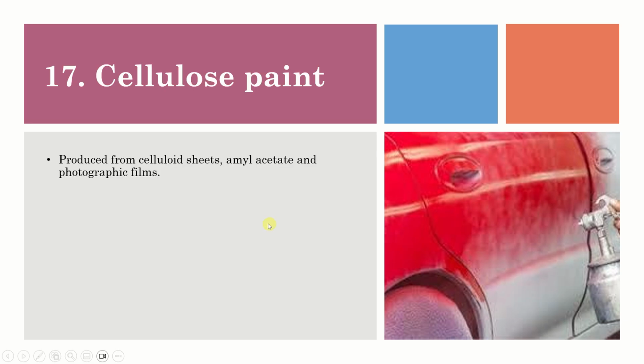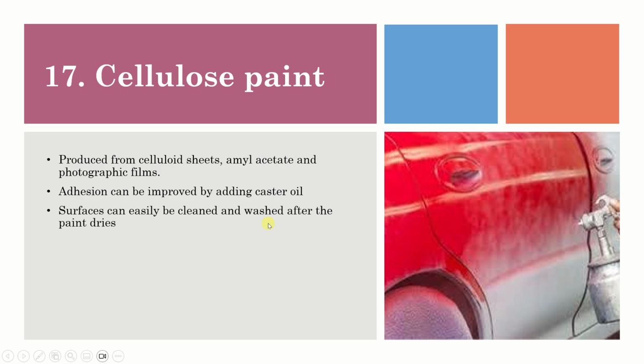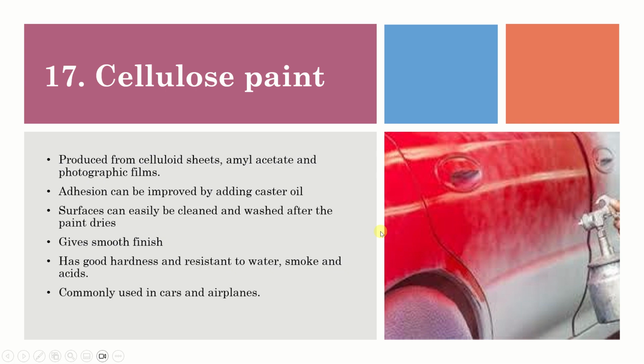Cellulose paint. It is produced from celluloid sheets, amyl acetate, and photographic films. Adhesion can be improved by adding castor oil. Surfaces can easily be cleaned and washed after the paint dries. It gives a very smooth finish and has good hardness and is resistant to water, smoke, and acids. It is commonly used in cars and airplanes. It is expensive.